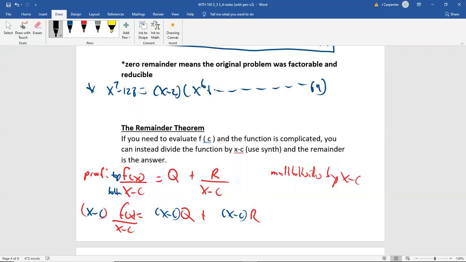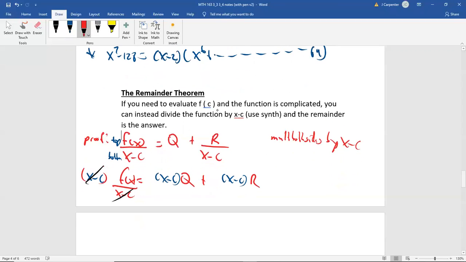When we do that, we see the x minus c's cancel here, and that just tells us that some function, oops, I forgot to write the remainder over the x minus c. I forgot to write that part. So these x minus c's cancel as well as these. So what this tells us is any function can be written as x minus c, some evaluation point, times the quotient plus a remainder.